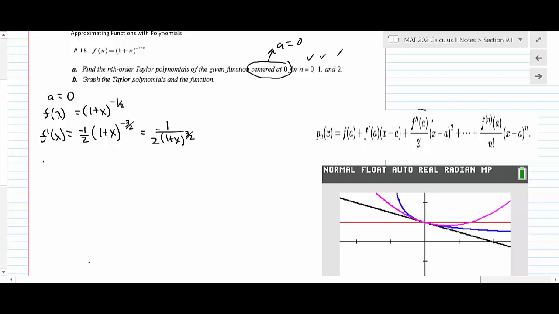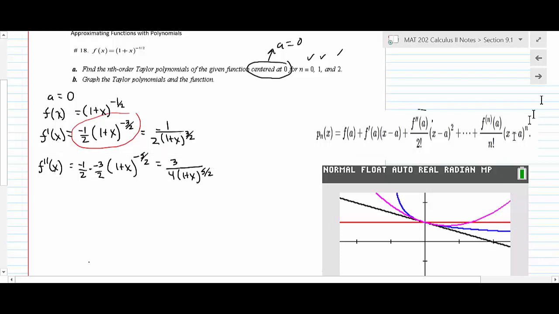Then let's go to the second derivative. We're working with the first derivative in a non-simplified form like that. So the second derivative is going to be negative 1/2 times negative 3/2, times (1 plus x). Subtract 1 from negative 3/2 and you get negative 5/2. So that looks like it's going to be 3/4. I'm going to write that as 3/4 times (1 plus x) to the 5/2 power.